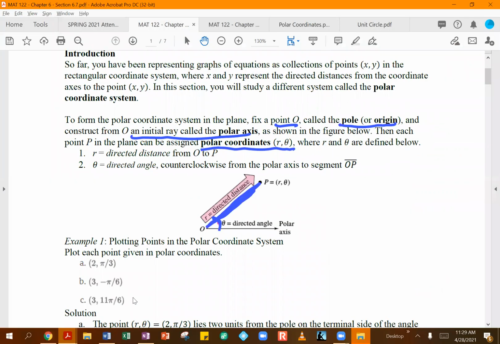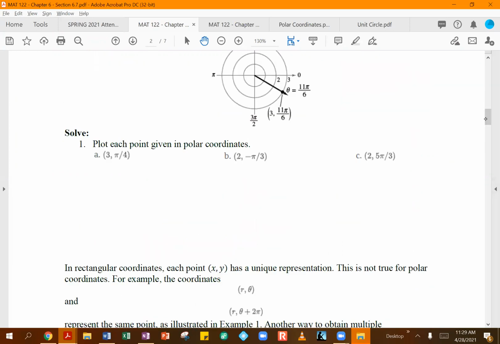What I wanted to talk to you about is, with the X and Y coordinate system, the rectangular plane, we're so used to one ordered pair giving you one exact point, right? You're usually not going to see the same ordered pair come up with two different points. But that's actually not the case when you are working with polar coordinates.